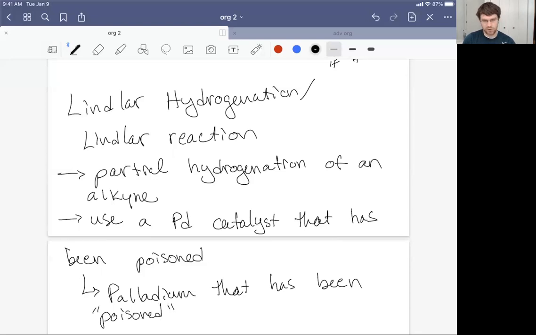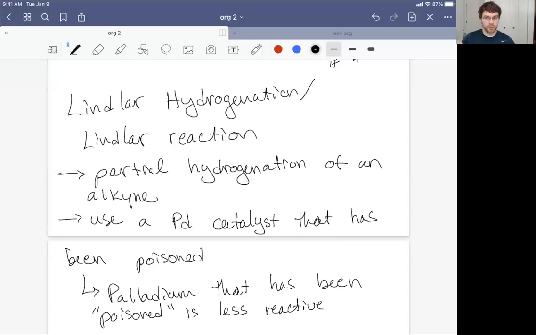So poisoned is in quotes, right? I mean, it's not like a living thing. It's just a metal atom that can facilitate the addition of hydrogen gas across a pi bond. And this catalyst is critical, otherwise this reaction is too slow to proceed. So it has been poisoned, is less reactive. Now what we can do is take advantage of the poor reactivity of this palladium catalyst and allow it to only react with one of the pi bonds of an alkyne.